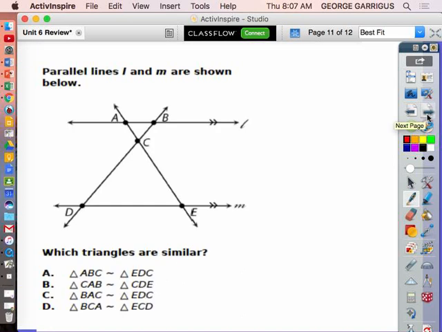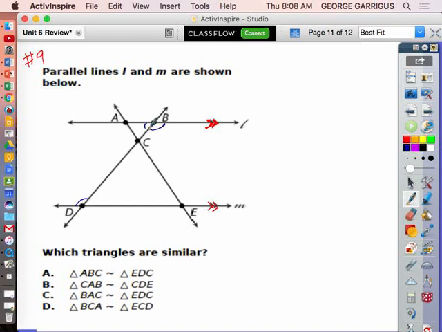Problem number 9. Parallel lines L and M. When you have parallel lines, make sure you mark that as parallel with the 2 little red marks. Okay. And then we're going to look. It's cut by a transversal here and another transversal. So we need to look at a parallel line and another parallel line, and this line's not changing. So this angle here is going to match with this angle.